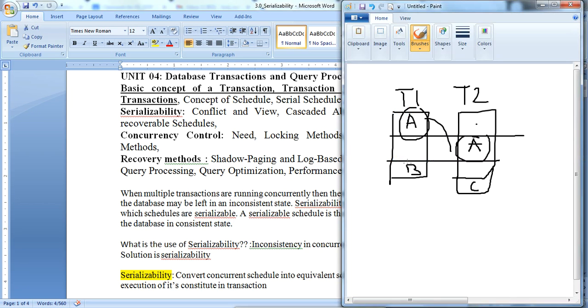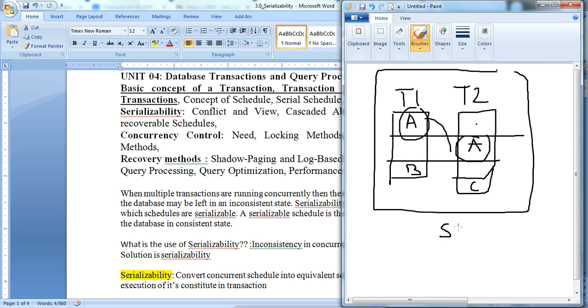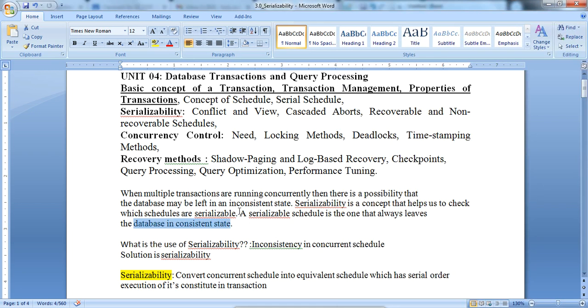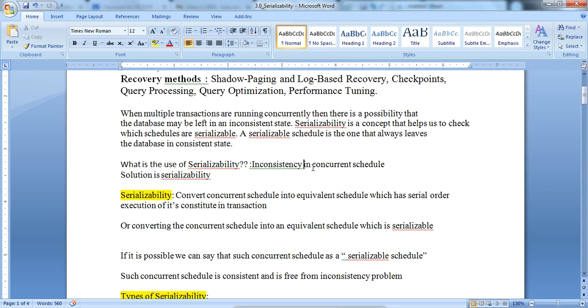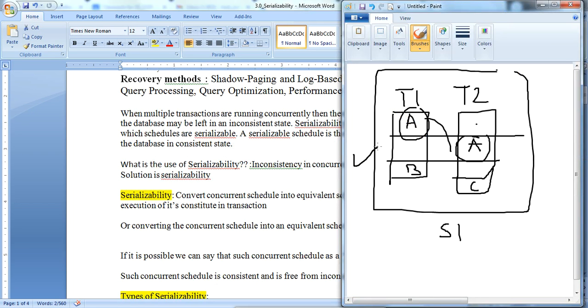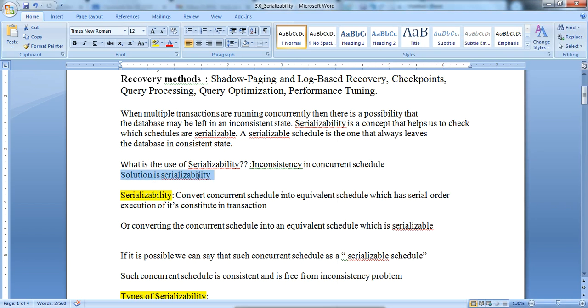If we have a concurrent schedule, then we need to check it. Consider the whole thing as one schedule, S1. Is this schedule serializable or not? We need to see how to verify this, and what the use of serializability is. We need to remove inconsistency in a concurrent schedule, so we verify whether the schedule is serializable, because a serializable schedule maintains the consistency of a database. The solution is serializability.